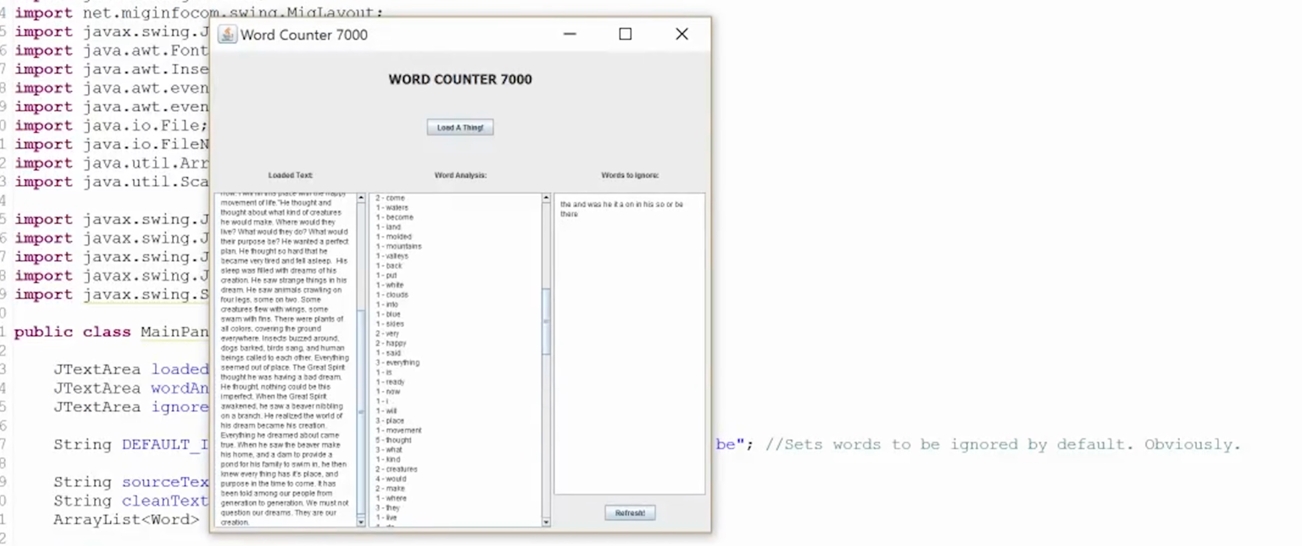The only thing I have left to do is have this sort the words by the number of times they appear. Right now it's sorted by the order in which they appeared.